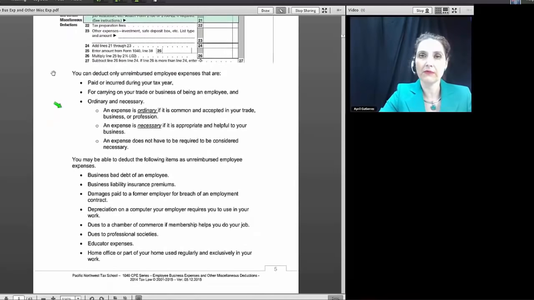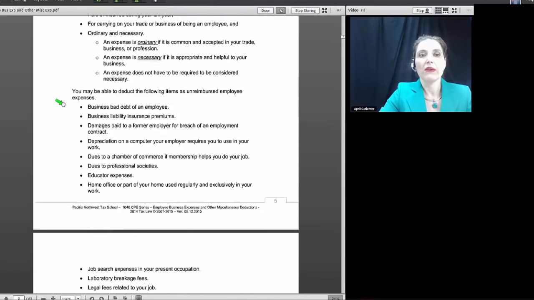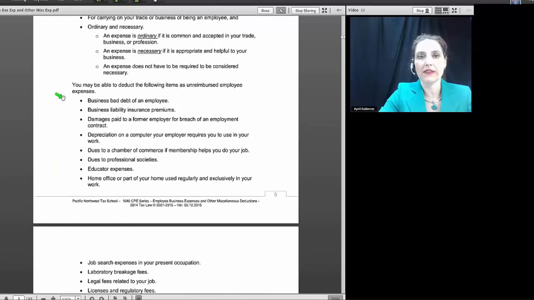Now, with respect to unreimbursed employee expenses, you can deduct only unreimbursed expenses that are paid or incurred during your tax year for carrying on your trade or business of being an employee and are ordinary and necessary. An expense is ordinary if it is common and accepted in your trade, business, or profession. An expense is necessary if it is appropriate and helpful to your business. An expense does not have to be required in order to be considered necessary. You may be able to deduct the following types of expenses as unreimbursed employee expenses.